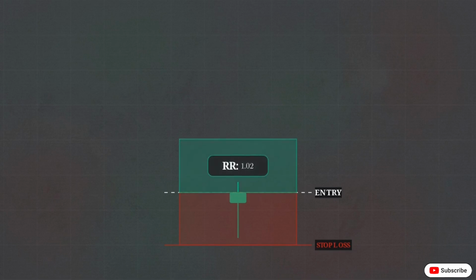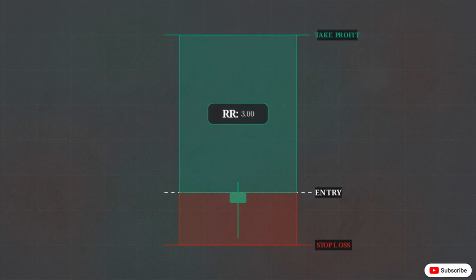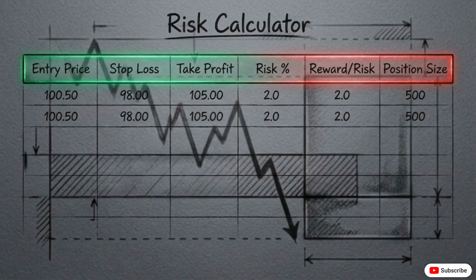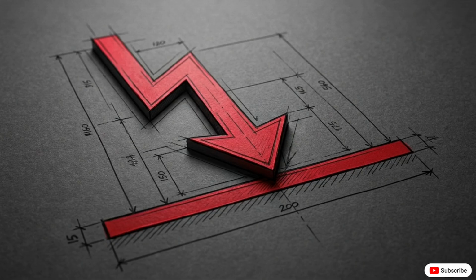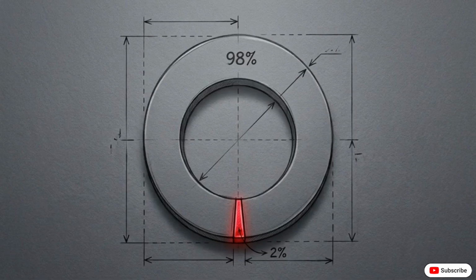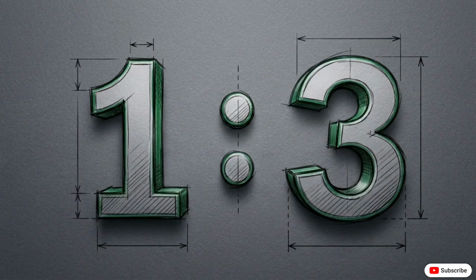Next, drag the upper green take-profit boundary upward until the tool calculates a strict 1-to-3 risk-to-reward ratio. With the boundary set, apply the golden rule of risk management. Size your position so that if you hit the red stop-loss, you lose a maximum of 1-to-2% of your total account capital. The math behind a 1-to-3 ratio is highly forgiving.